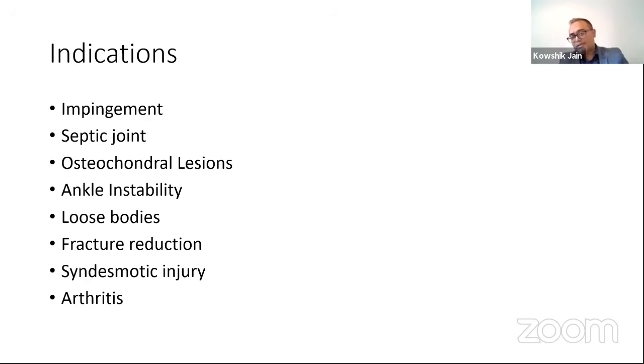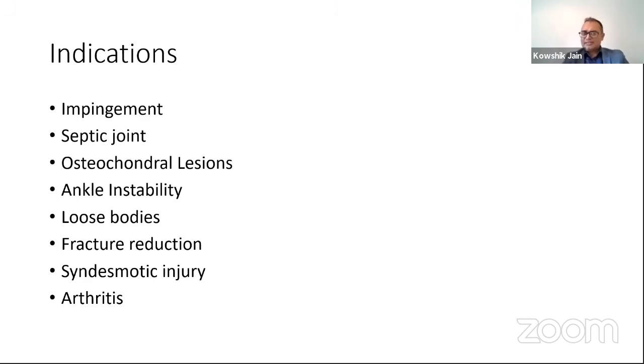Septic joint, as with knee septic arthritis or septic arthritis anywhere, arthroscopic washout is the preferred way of washing out septic ankles. Osteochondral lesions. In my practice, I would say this is one of the very common indications, and almost always it's talar osteochondral lesions. It could be anteromedial and anterolateral. As it stands, the gold standard for talar osteochondral lesions is arthroscopic microfracture. So it's a very common and a very good indication.